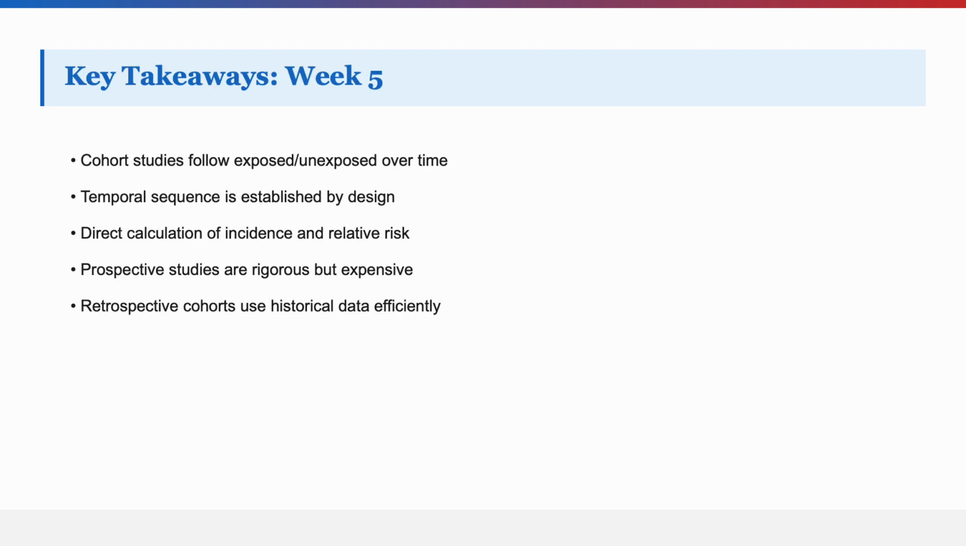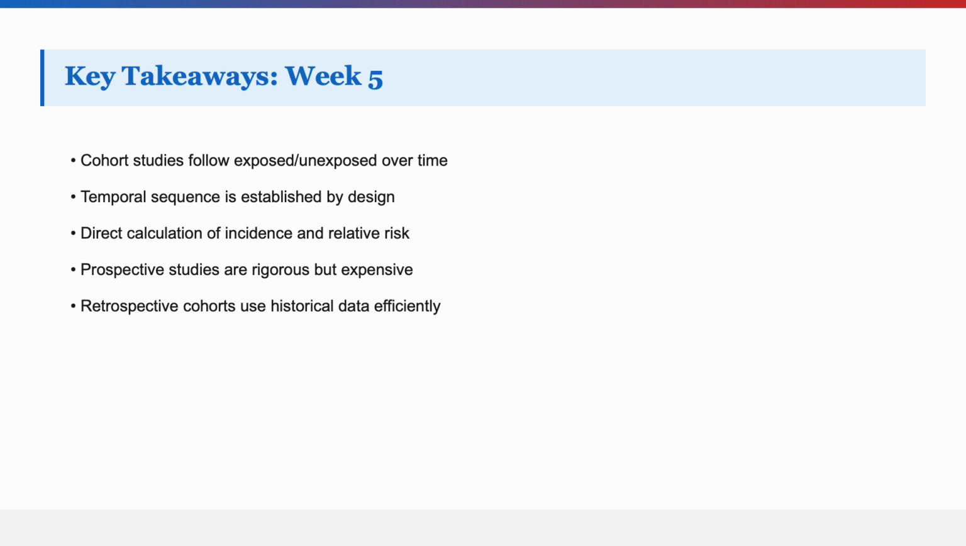Let's summarize cohort studies. The cohort study design classifies people by exposure, then follows them over time to compare disease incidence. This exposure disease logic mirrors how we think about causation. Temporal sequence is established by design. Exposure is measured before disease occurs, ensuring that exposure preceded outcome. This is a major advantage over cross-sectional and case-control designs.